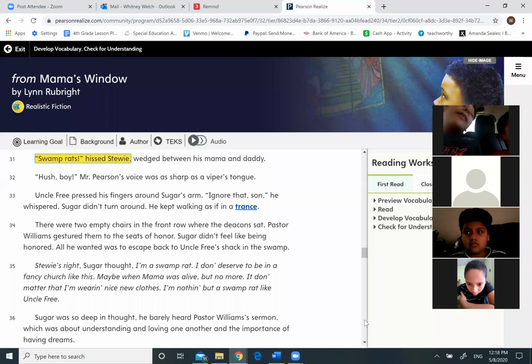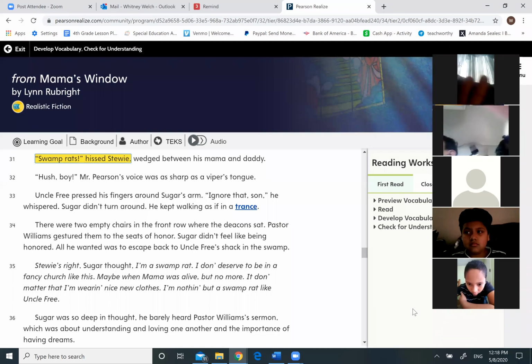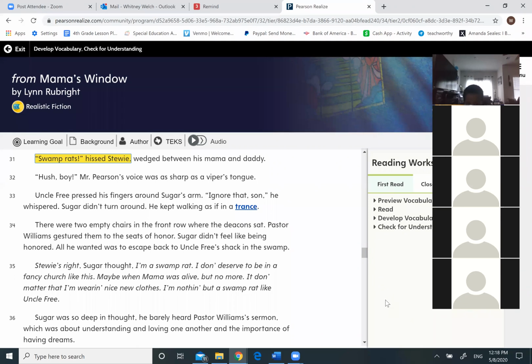So how did Stewie calling him a swamp rat make Sugar feel? As if Stewie was right. I believe what Stewie said. Yes, y'all are correct. So he believed what Stewie was saying. He thought Stewie was right, that he didn't feel worthy to be in that really, really nice church in his new clothes, being honored. Now, we don't know why they're being honored yet, but the church has created this dedication for them, and him and his uncle are being honored. They're the special guest in this ceremony. We're going to find that out later on.